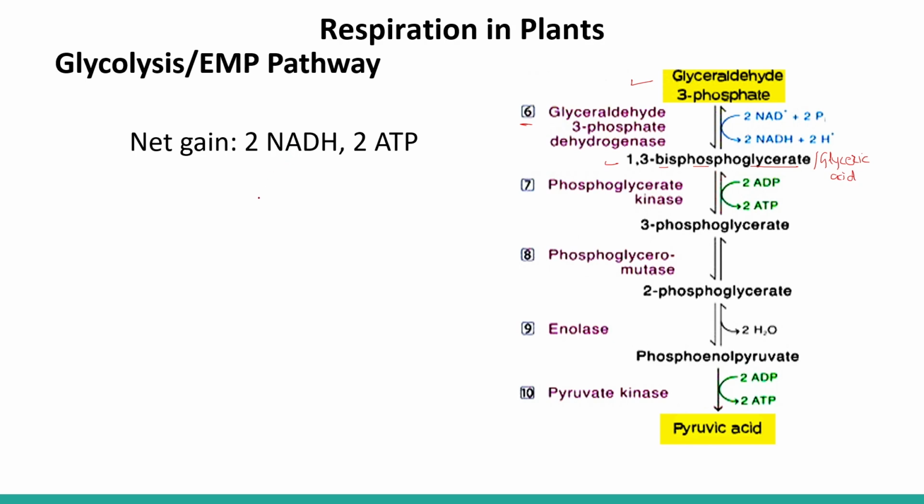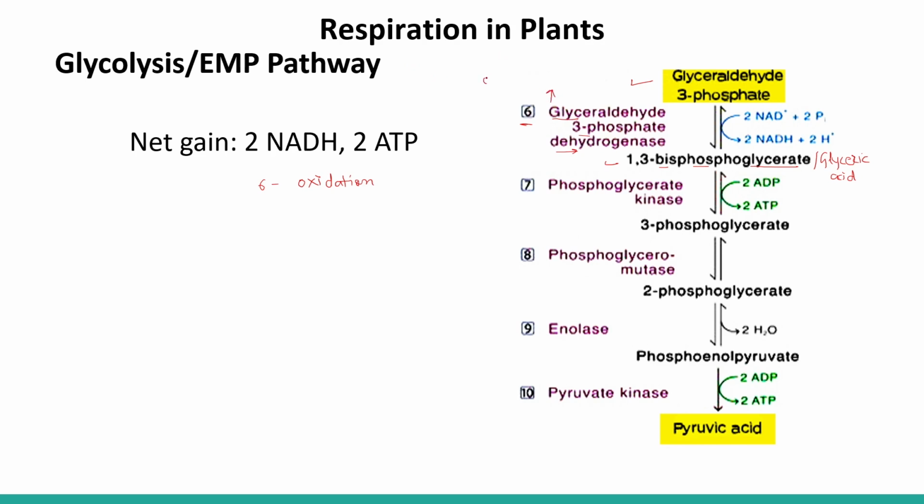Alright, so this step, step 6, is known as the oxidation step. This reaction is catalyzed by the enzyme glyceraldehyde 3-phosphate dehydrogenase. You can see another class of enzyme, dehydrogenase, is involved here. And what is the function of dehydrogenase? Dehydrogenases catalyze oxidation-reduction reactions.